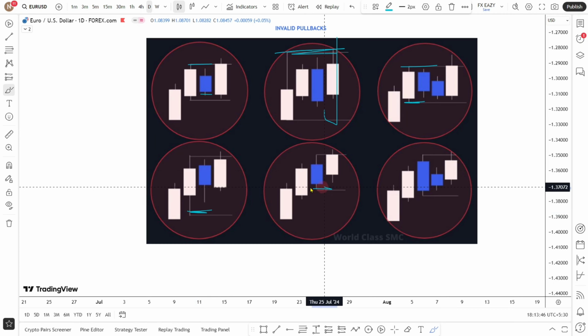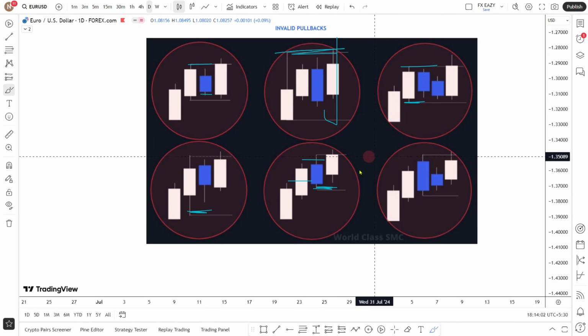If you see here, when the market is continuously forming highs, then it is not our retracement point. When it takes the liquidity of the previous candle, if this candle has taken the liquidity like this, and then it closed above the high, then it would be a valid pullback. But what has it done here? It has not taken the liquidity of the previous candle. So this is also not our valid pullback point.